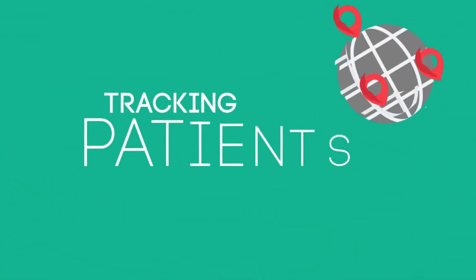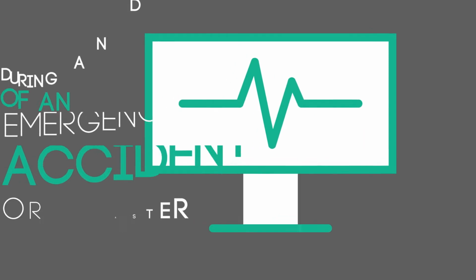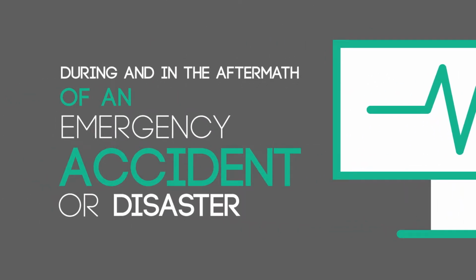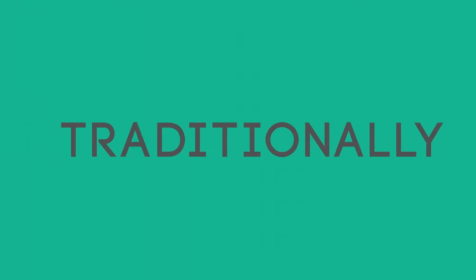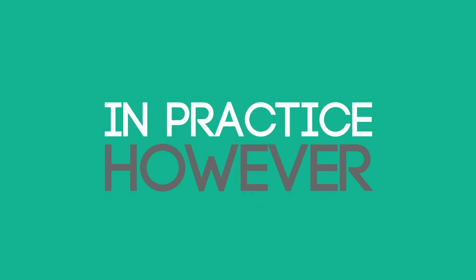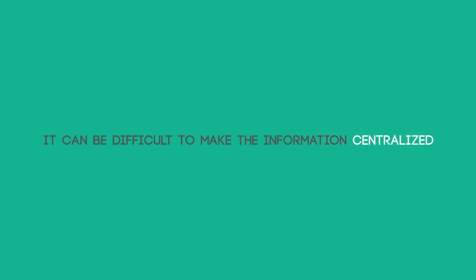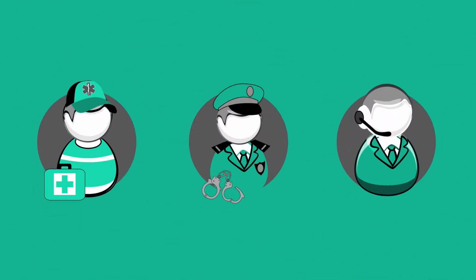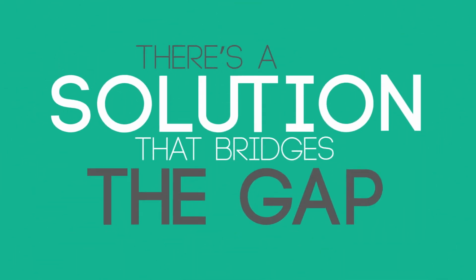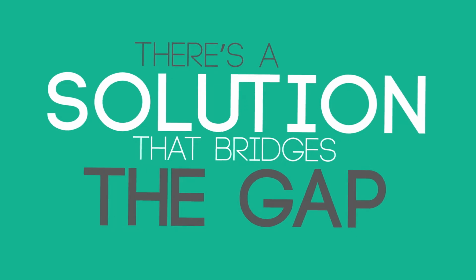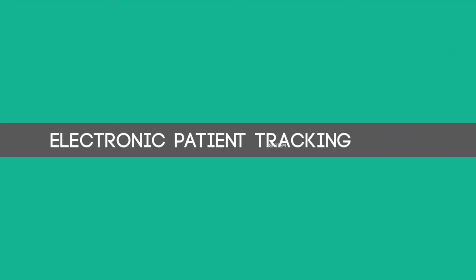Tracking patients has always been a critical priority during and in the aftermath of an emergency, accident, or disaster. Traditionally, responders have used paper-based disaster tags and handwritten notes to track patient information and movements from the scene to hospitals. In theory, this approach is sufficient. In practice, however, it can be difficult to make the information centralized and accessible by all authorized responders, officials, and support agency representatives. Fortunately, there's a solution that bridges the gap between theory and practice: the Electronic Patient Tracking System.